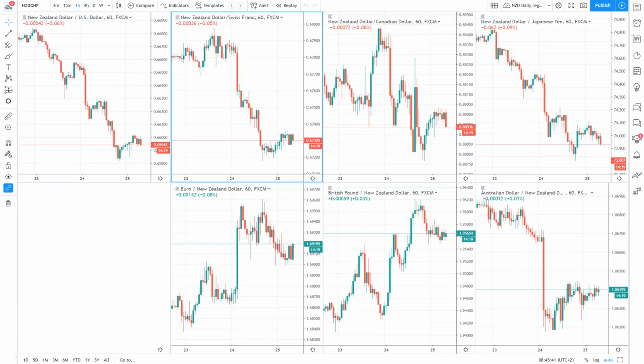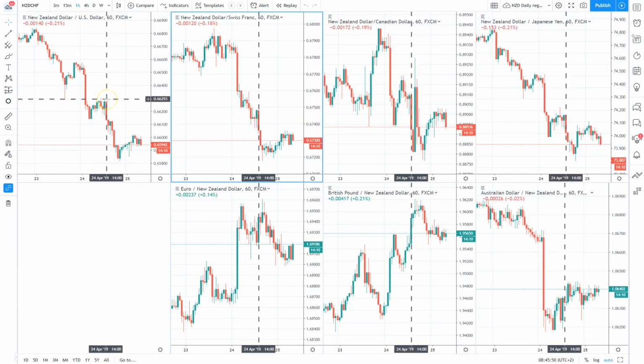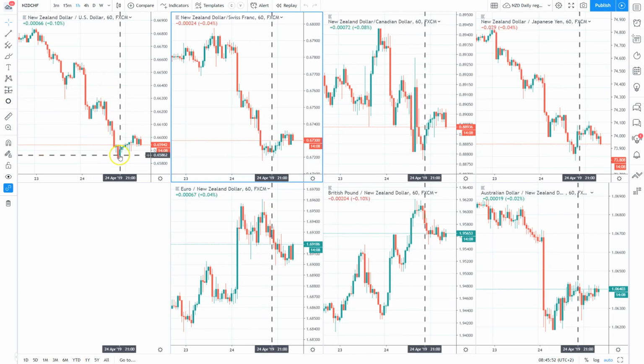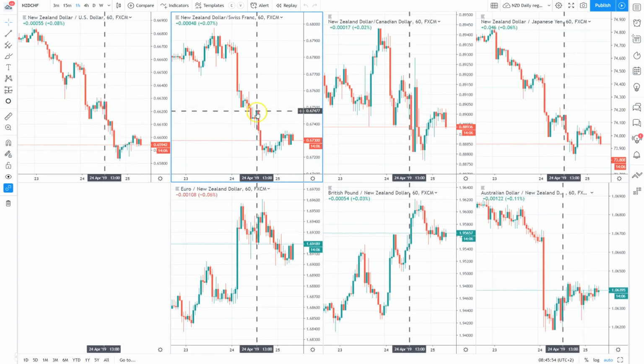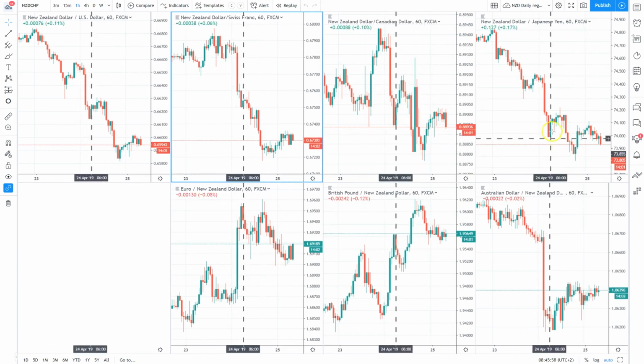Hey everyone, here's a second example of correlation by design. This time we're looking at the New Zealand group on the 1 hour time frame, and the move that we're going to discuss is this one. So we can see it on this pair as well, on this pair as well, New Zealand CAD.